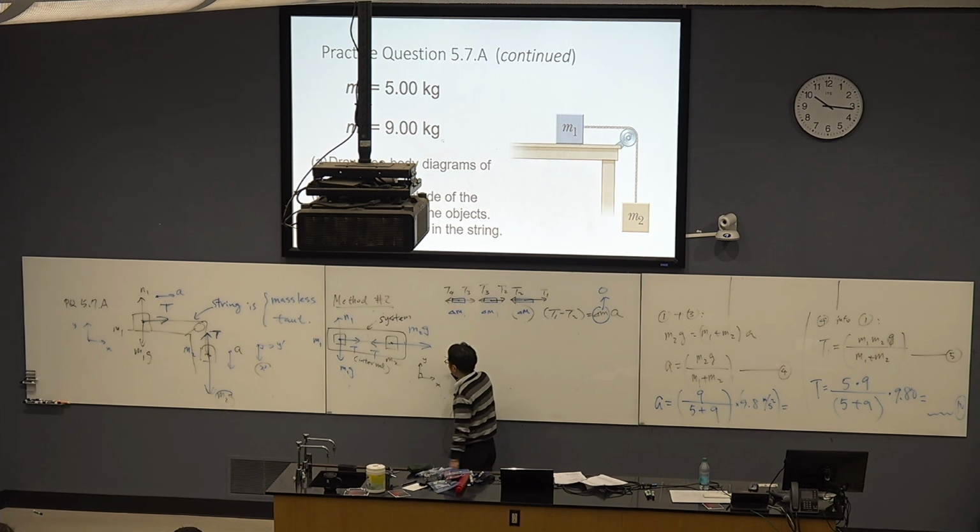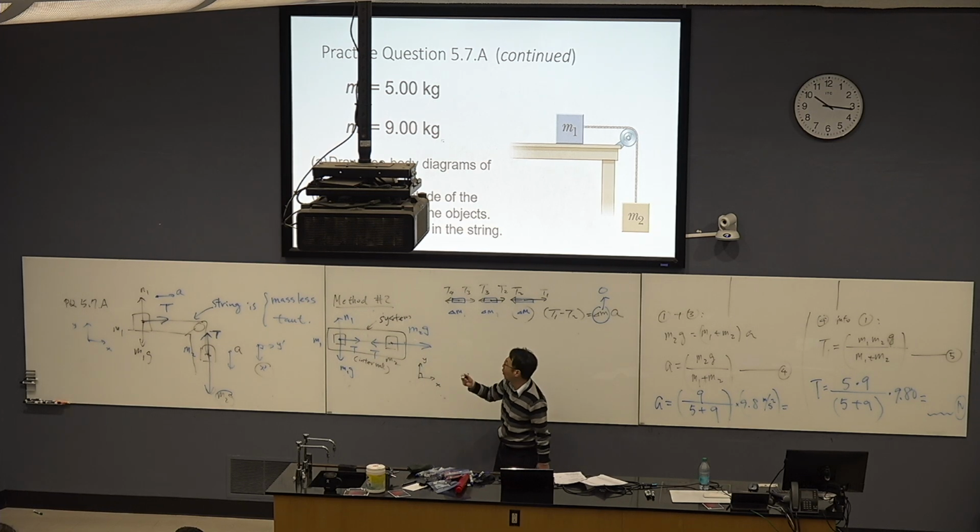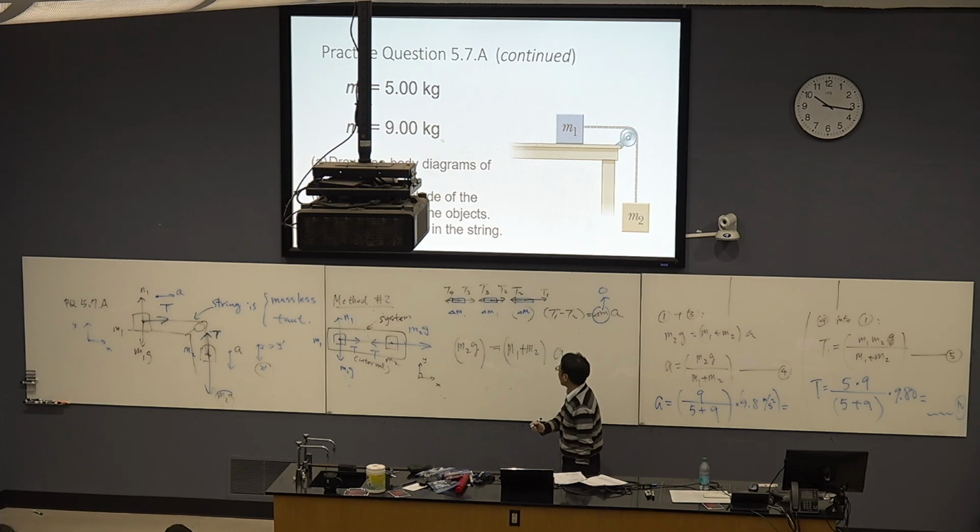Now what's the net force in the x direction? This one, right? In the y direction, we know that these 2 still cancel each other, so no need to worry about that. But in the x direction, if you want to write down F equals ma for the whole system, what would you write down? You write down M2G as the net force equals the total mass of the system, which is M1 plus M2, times A. Then what is A? A equals M2G over M1 plus M2.